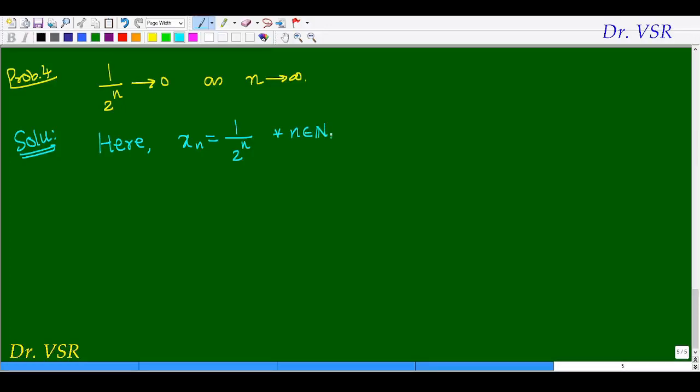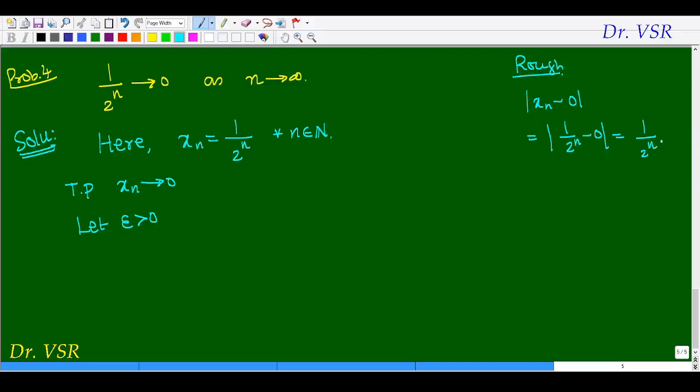Now what do we have to prove? To prove xn converges to 0. When we start, let epsilon be positive. So now, rough work: modulus of xn minus 0 which is equal to modulus of 1 by 2 to the power n minus 0. This is positive, so this is 1 by 2 to the power n. And note that this fellow is always less than 1 by n.